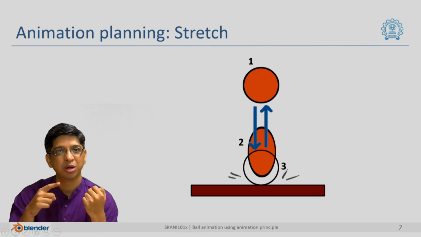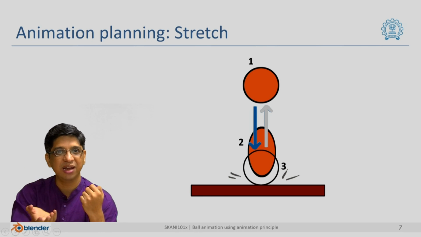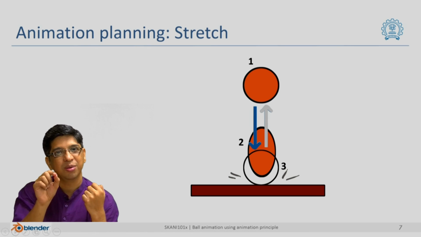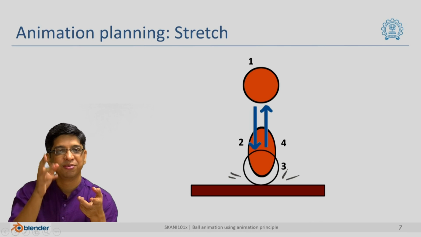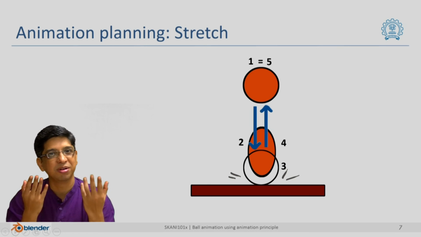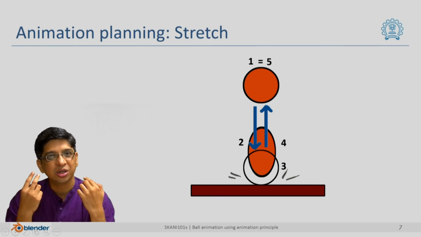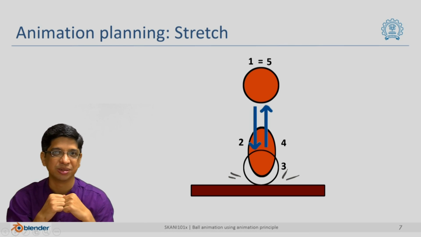Again, when the ball starts from the ground, it has a force which it has gained from hitting the ground. This force has to be shown by the stretch which is applied to it in position number 4. And finally, the position where the ball reaches the top is key position number 5. You can see now that there are 2 additional important positions added in this animation.